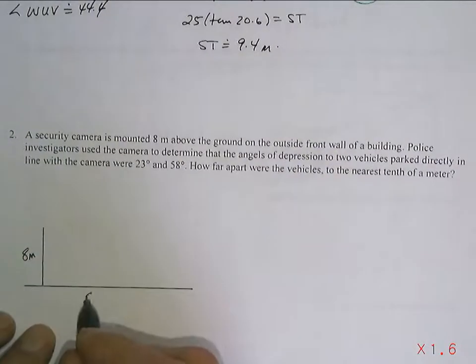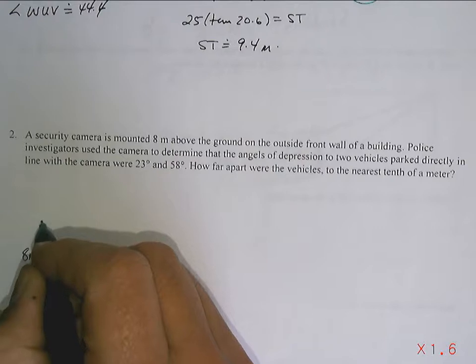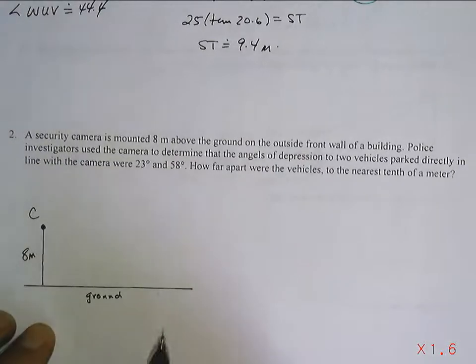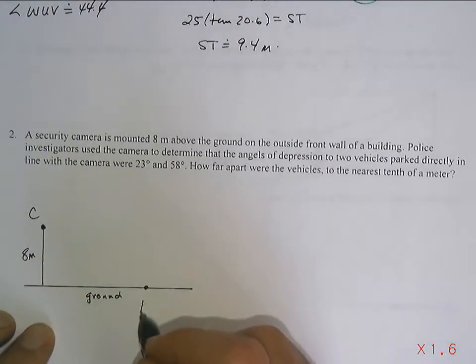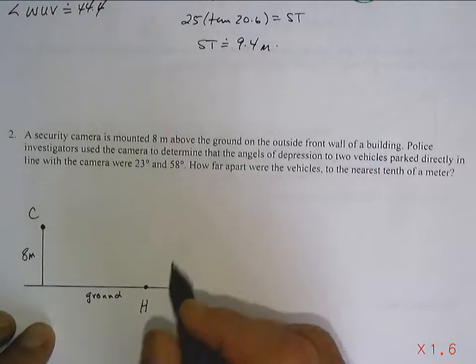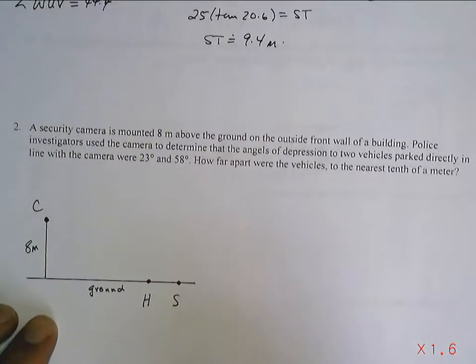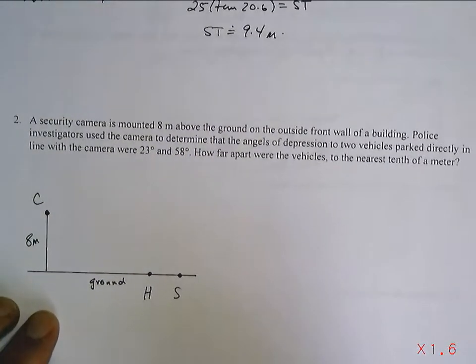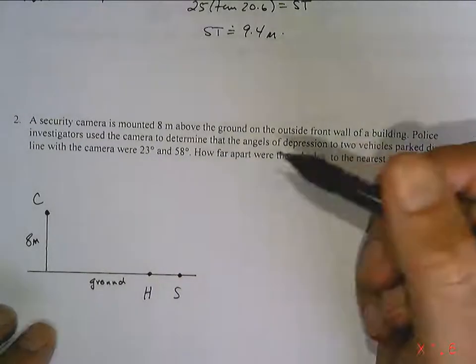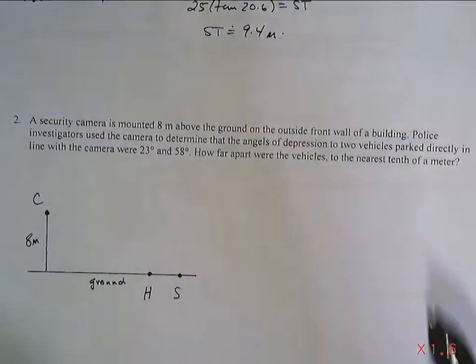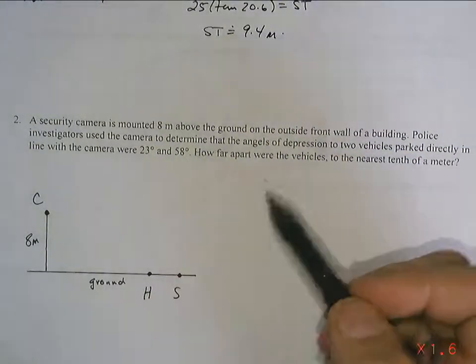Here's my camera, C for camera, and there's 2 cars along the ground. Well, one of them must be a Honda, right? So H for Honda. And the other one's going to be a really cool Subaru, so it'll be S for Subaru. Okay. And we're looking for the angles of depression parked right in front of them were 23 and 58 degrees.